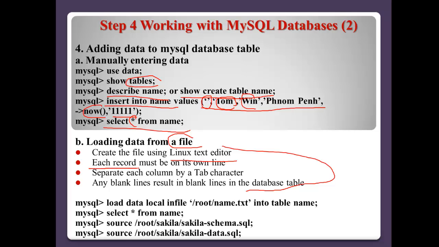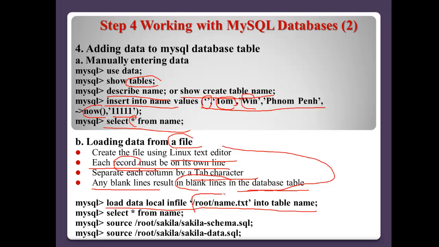Each record must be on its own line. Normally in this file, one line will be one record. If we want to separate each column, normally we will use a tab character. And if there is any blank line, it means a blank line in the database table also. For example, load data local infile root name.txt into table name.